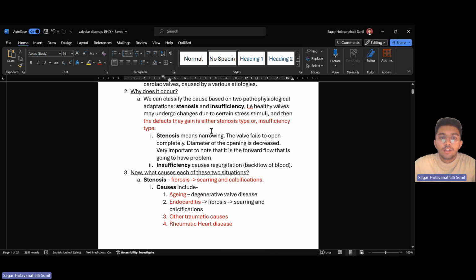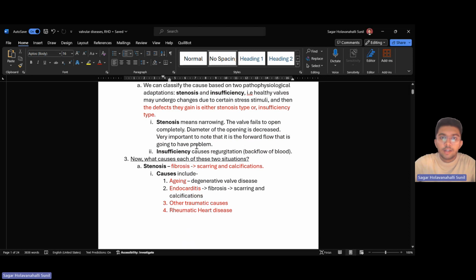All right. So when we talk about stenosis, we are mainly talking about pathological flow of blood in the forward direction. That is, for example, from the atrium to the ventricles, that's a forward direction, or from the left ventricle to the aorta, that's again a forward direction. And if I'm talking about the pathology related to insufficiency, I mean backflow of blood, where we identify pathologies based on the flow of the blood in the backward direction from the ventricle to the atrium, or from the aorta back into the left ventricle.